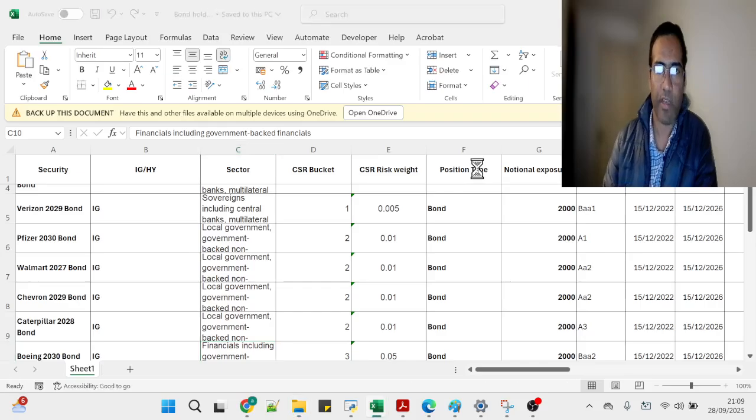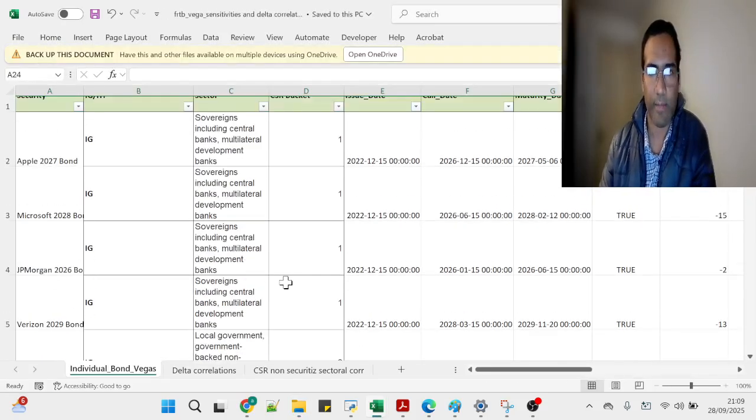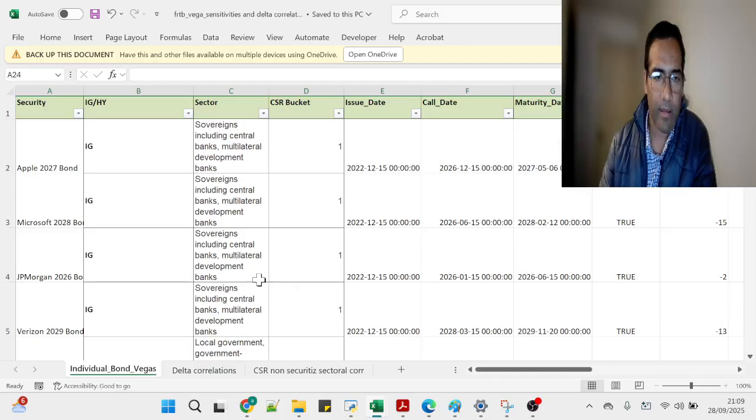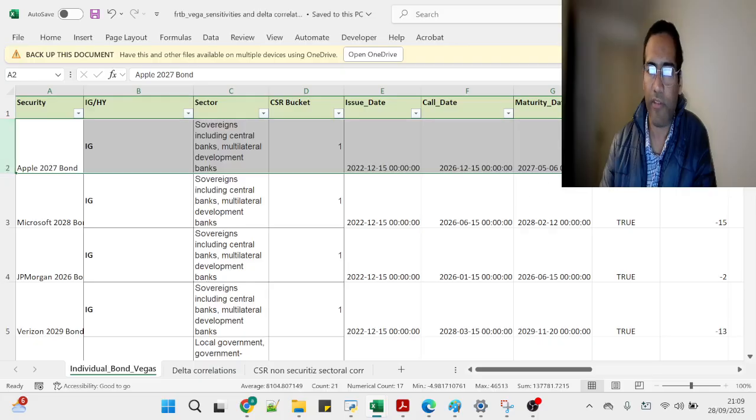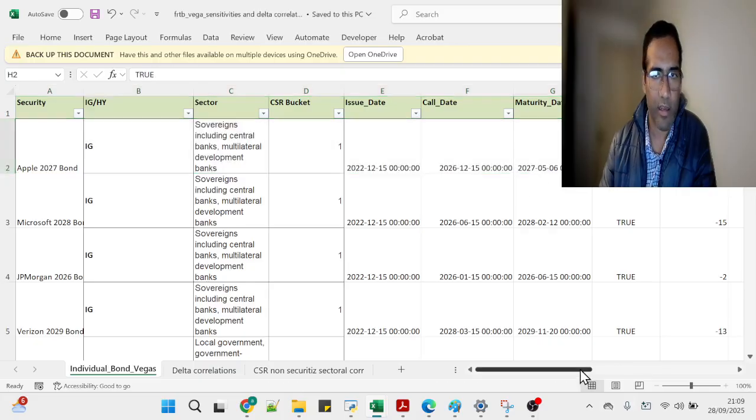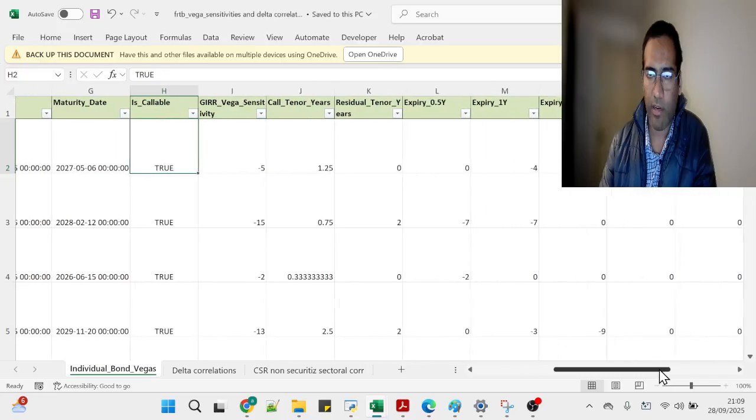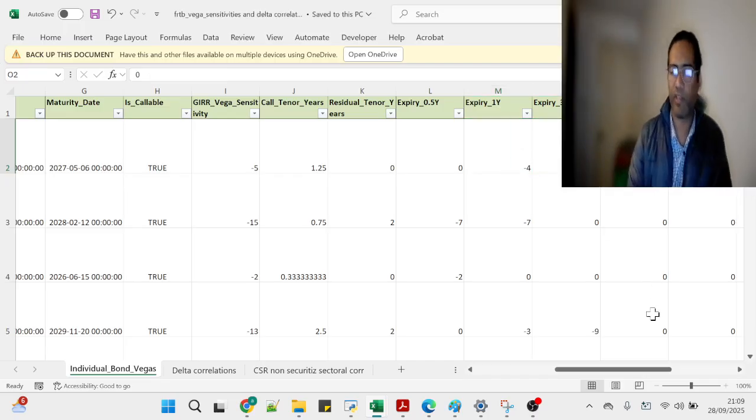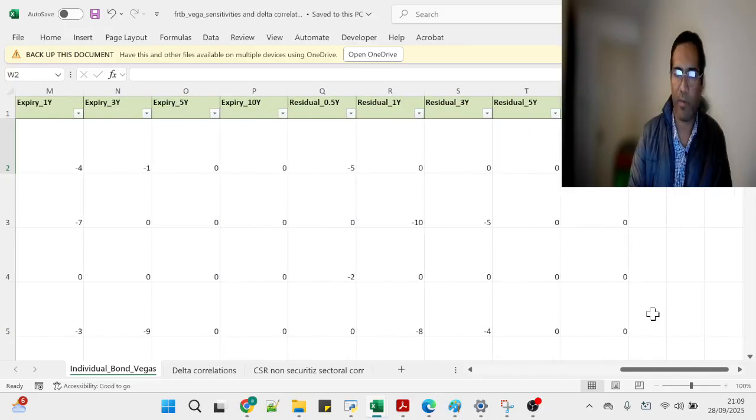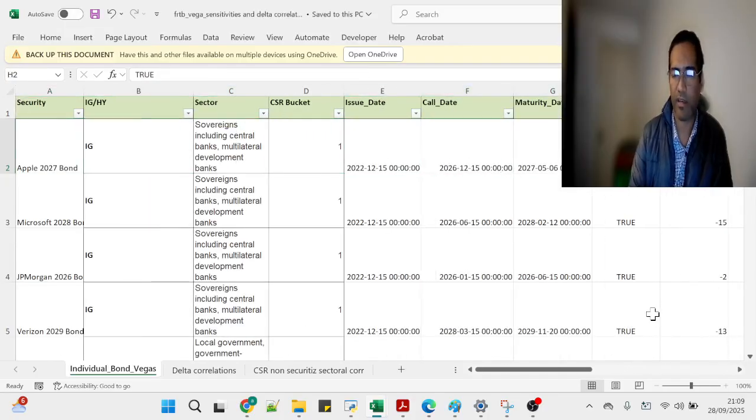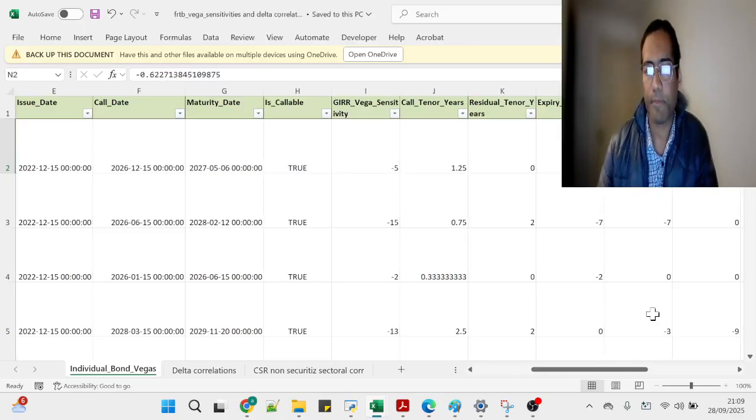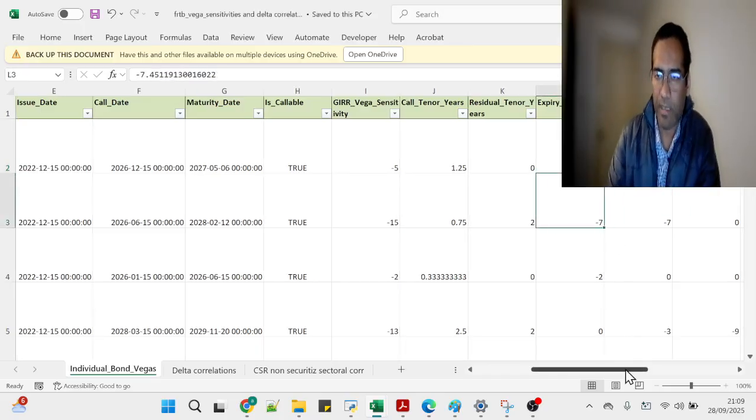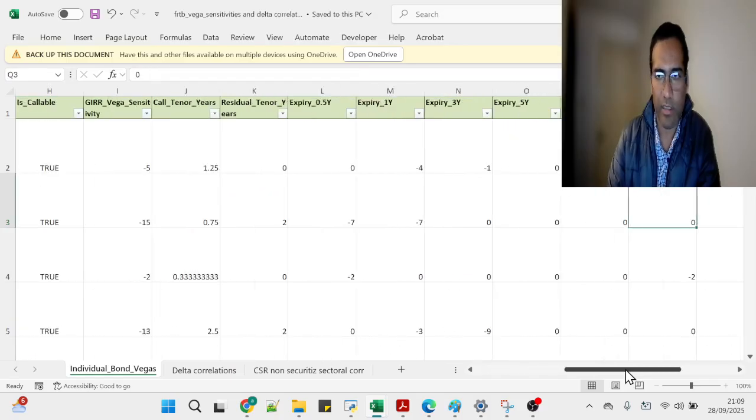Okay, this is the file. So these are the Vegas. For each bond I have calculated Vega, and for each tenor the Vega is applicable. For 1 year there is a different Vega, for 3 year a different Vega, and for 5 year a different Vega. It is applicable at each tenor, as you see.